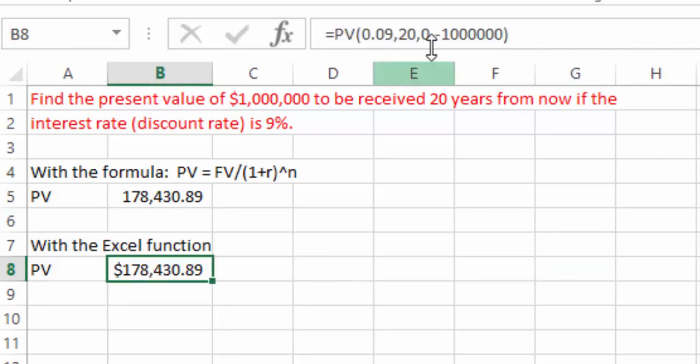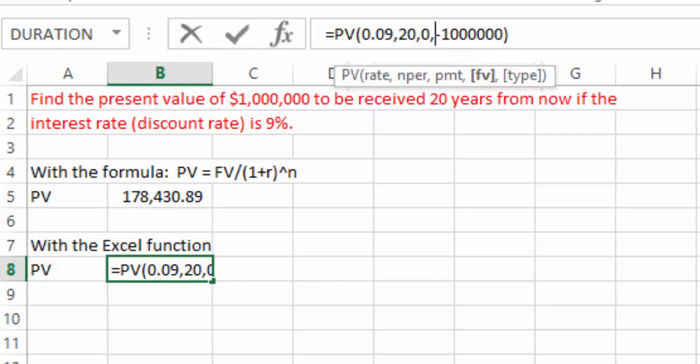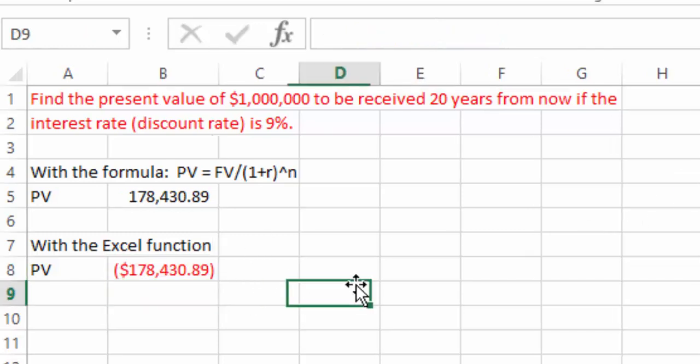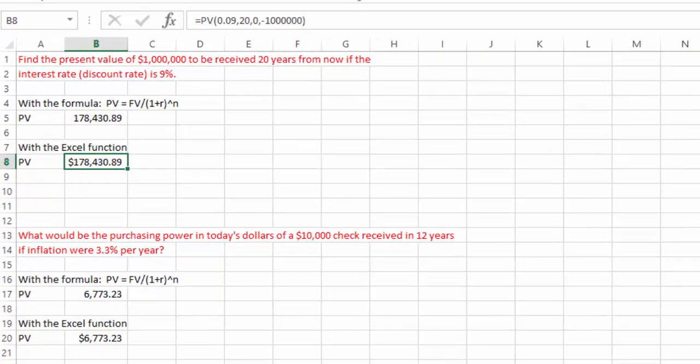I want to show you real quickly what happens if I take out the negative sign and enter that same formula in Excel and get the result. In this case, it just changes the sign of my output. So it's the exact same number, just with a negative sign in front of it. So let's look at the second question here.